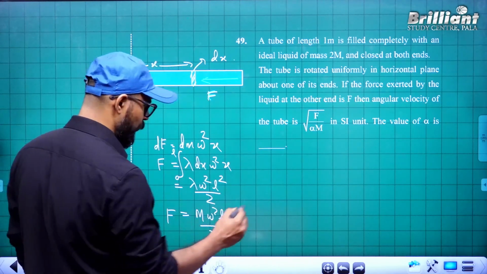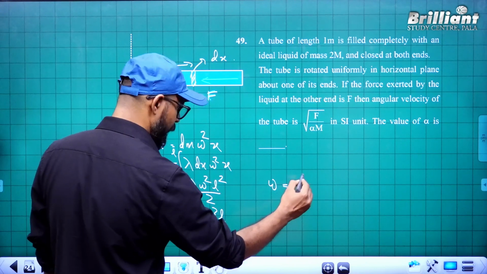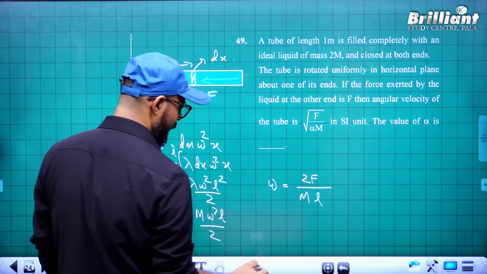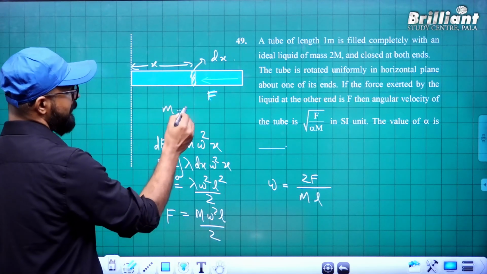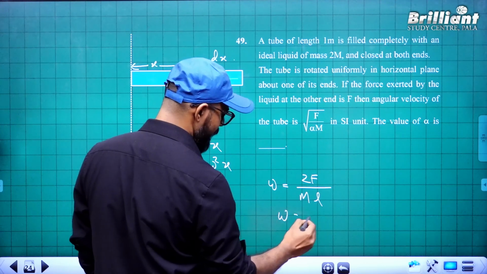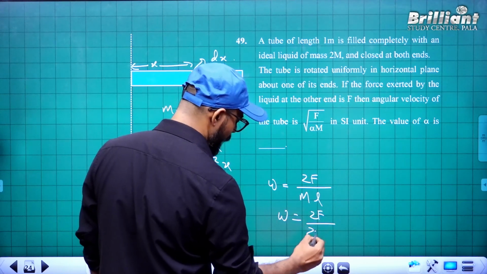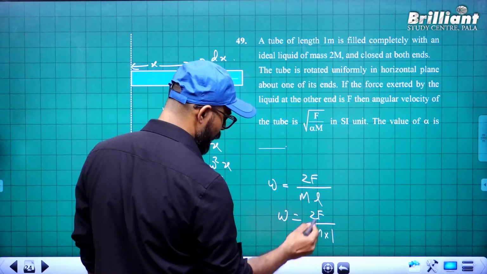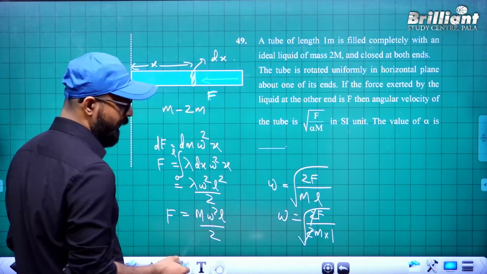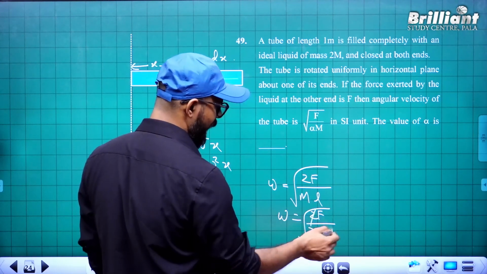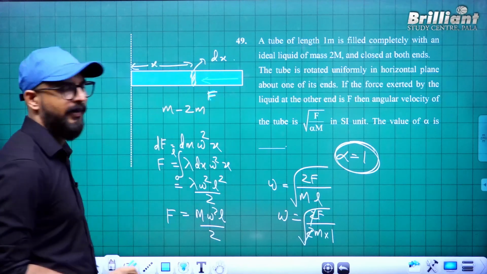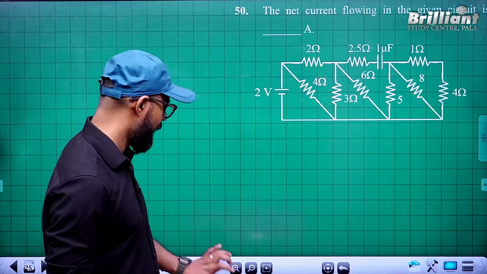The angular velocity of the tube is omega equal to root of 2F by mass into length. But what is the mass given? Mass is given as 2m. Length is 1. So omega is equal to root of 2F by 2m into 1. The 2 gets cancelled, and we get root of F by m. That means the value of alpha is equal to 1 here. Clear? That's it.